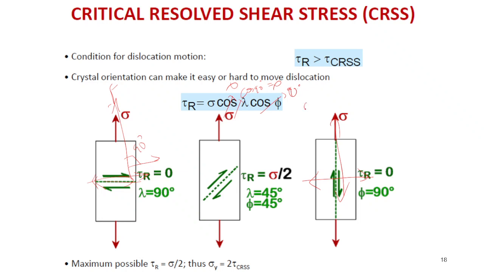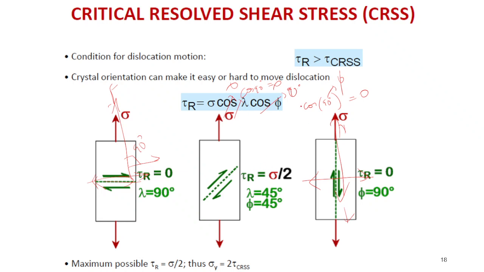So cos 90, where this is phi, is 0. As a result, again the whole thing becomes 0. So there is no stress acting along the longitudinal direction also.